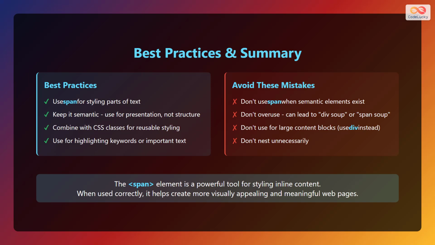Now let's understand what mistakes to avoid. Don't use span when semantic elements exist. Don't overuse it because this can lead to div soup or span soup. Don't use it for large content blocks. For that, use the division element instead. And finally, don't nest it unnecessarily.